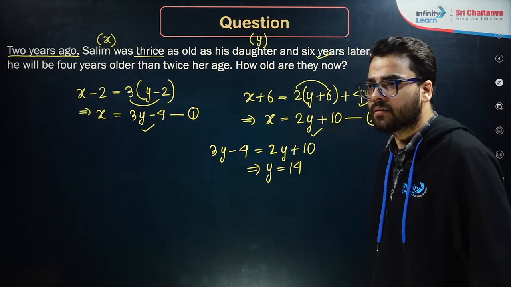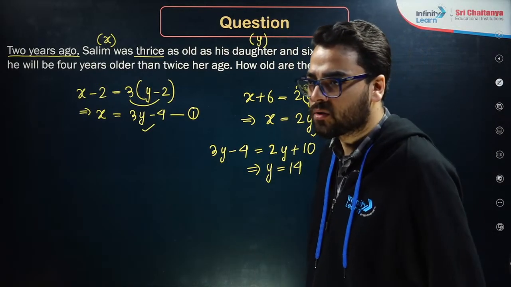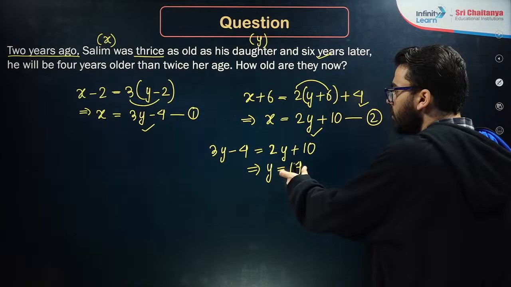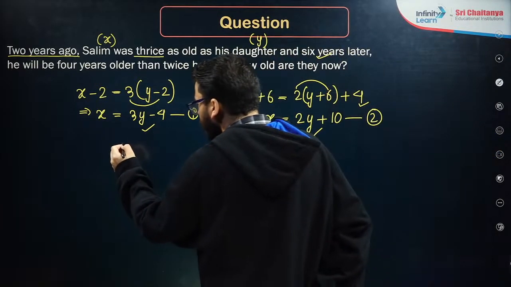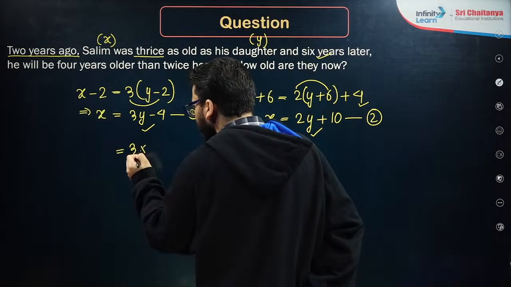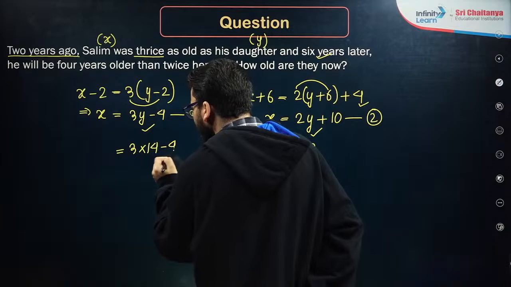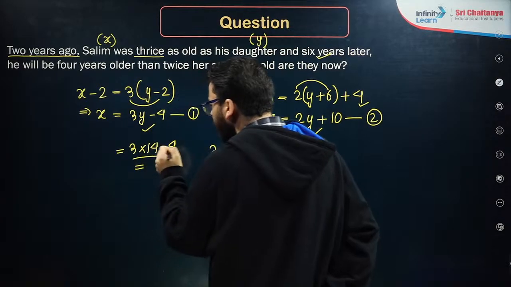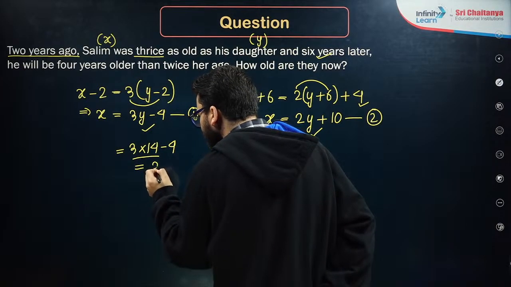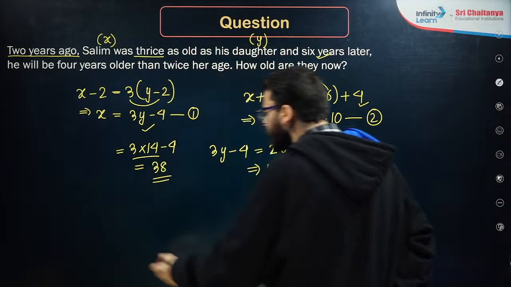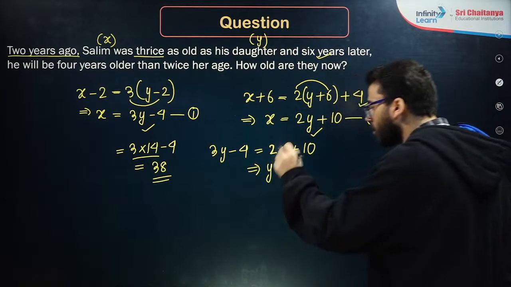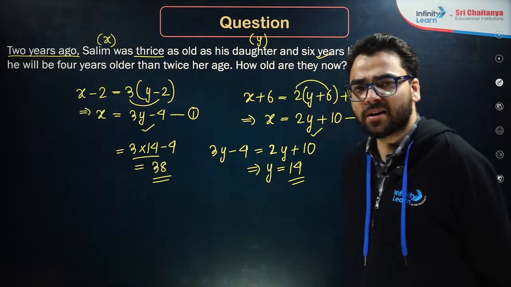Obviously, you can do that. So y is equal to 14. Then you can put y is equal to 14 over here: 3 into 14 minus 4. So what is that equal to, guys? This is 42 minus 4, 38. So the present age of Salim is this and the present age of his daughter is 14 years. Is that correct, guys?